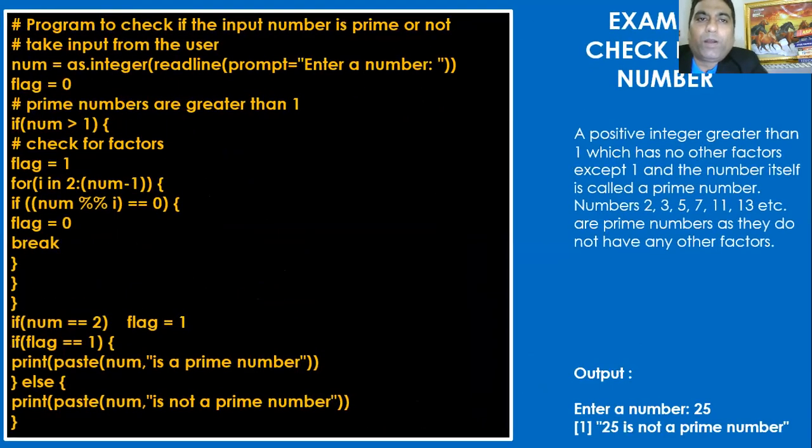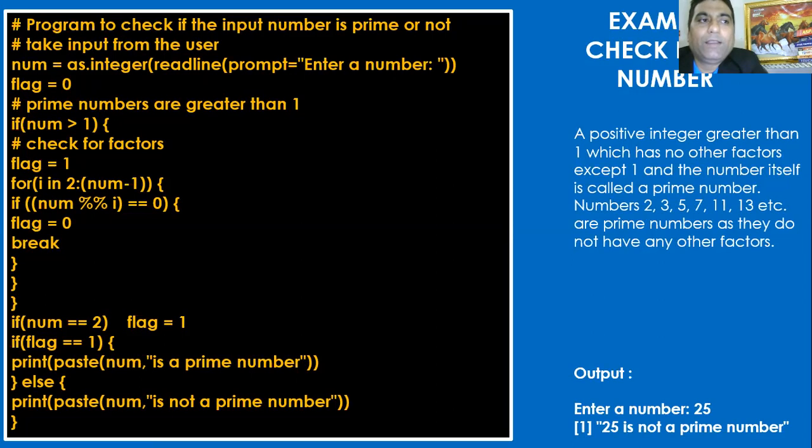Another code block I have tried to explain here is how to check a prime number. You can go through all these code blocks. I'll save these code blocks and you can run them, and you'll understand. I'm just programming to check if the input number is prime or not. This is just a remark for the program.